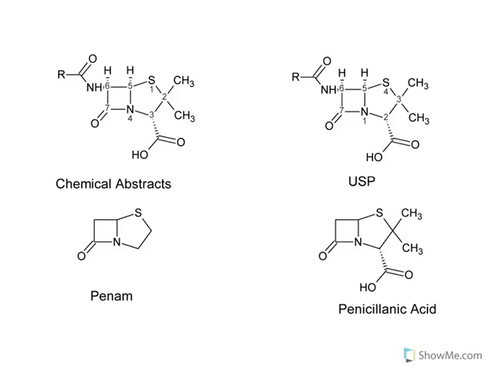Now, let us see the nomenclature of these penicillins. Now, according to Chemical Abstracts, the sulfur is given priority and the numbering starts from there. And the ring is made up of 7 atoms in total. Whereas in the United States Pharmacopoeia, the numbering starts from nitrogen. And this numbering is widely used.